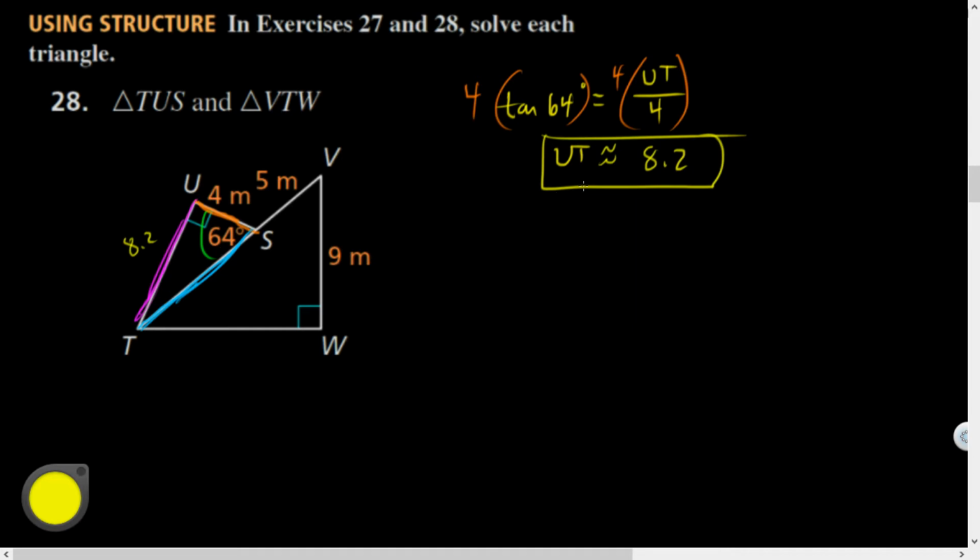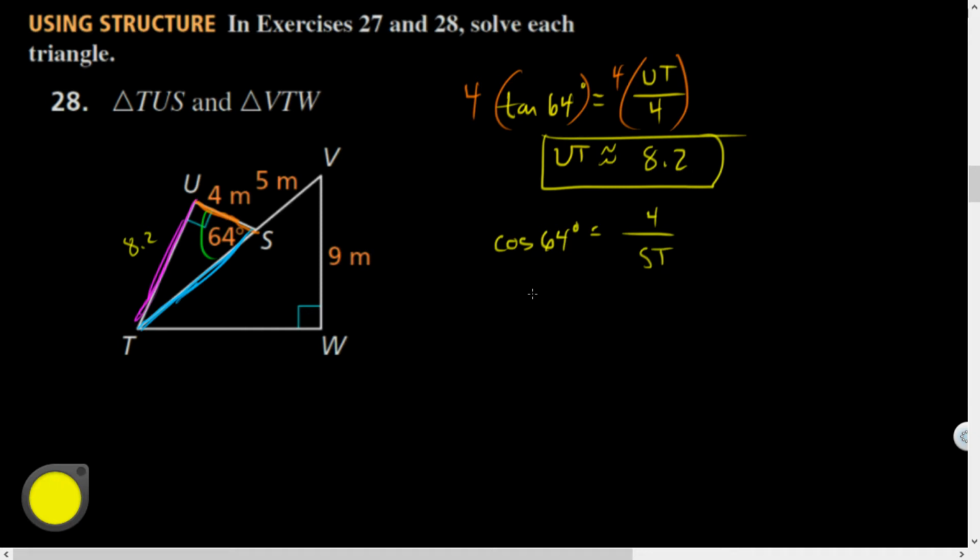Let's find the hypotenuse. I'll do that comparing the adjacent to the hypotenuse, which is cosine. So cosine 64, adjacent is 4. Don't just assume that your variable is always going to be in the denominator. It's not always going to be.